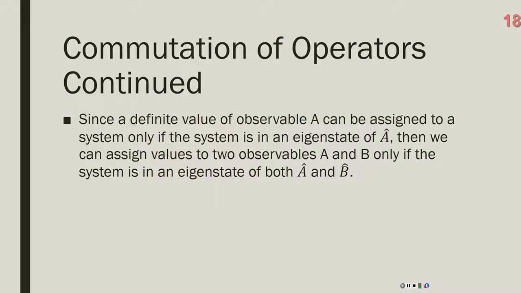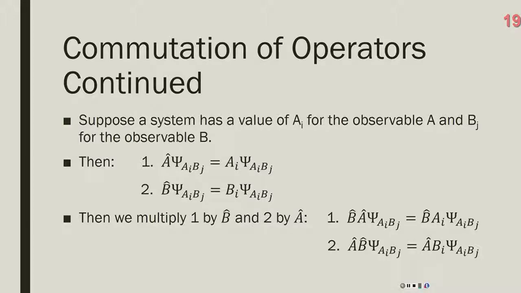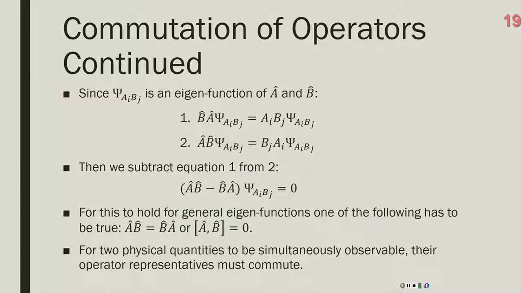Since the definite value of an observable A can be assigned to a system only if the system is an eigenstate of the operator A, then we can assign the values of two observables A and B only if the system is in the eigenstate of both A and B operators. Suppose the system has a value A sub i for the observable A and B sub j for the observable B, then we get these two equations. A times the wave function of A sub i and B sub j equals A sub i times the wave function of A sub i times B sub j, and then the same for B. If we multiply the first one by the B operator and the second one by the A operator, we get these two equations. This is showing how to compute commutators. Since this is the eigenfunction of the A and B operators.